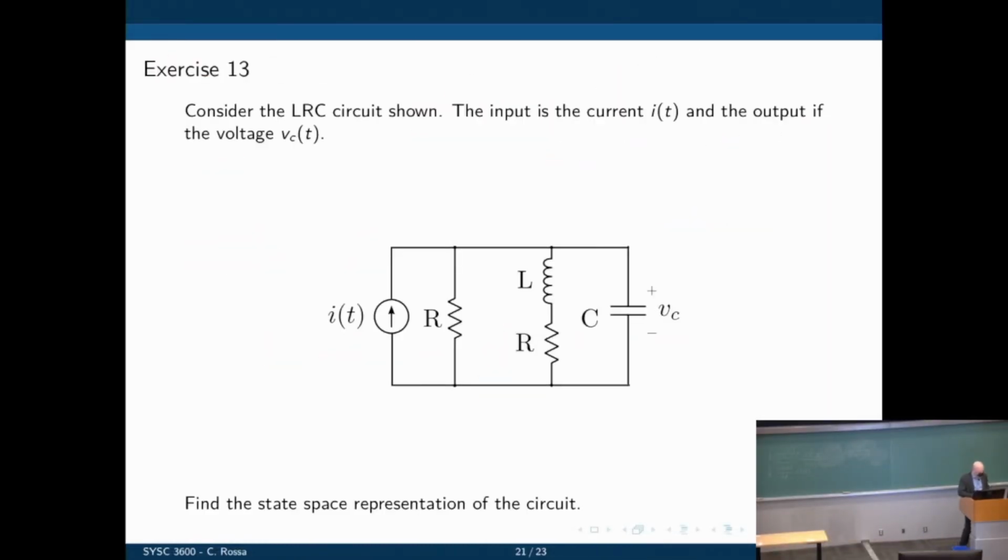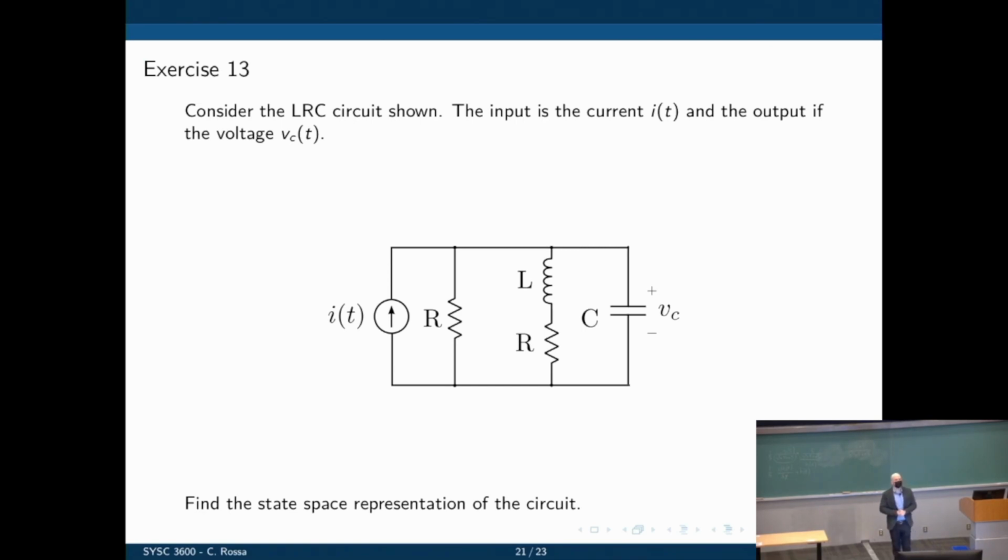Okay, so if we don't finish today, I'm going to post the answer here. We have 7 minutes. So the question here is, consider the circuit shown. The input is the current and the output is the voltage VC. Find the state space representation of the circuit.